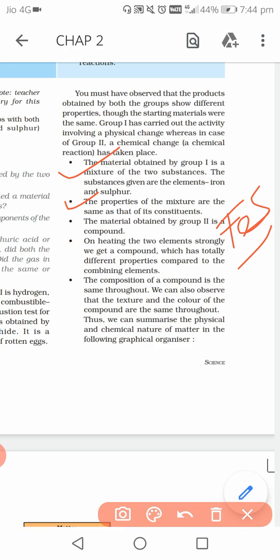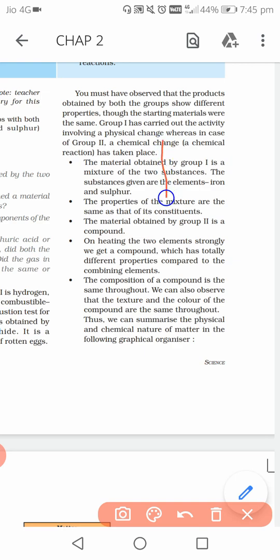The composition of a compound is the same throughout. Yes, it is correct. When it is iron sulfide, certainly the composition will be the same throughout. But if it is a mixture, somewhere the amount of sulfur may be more, somewhere the amount of iron may be more. In a mixture the composition is not definite, it is not always the same. That is what is mentioned in these points, so you can go through them.